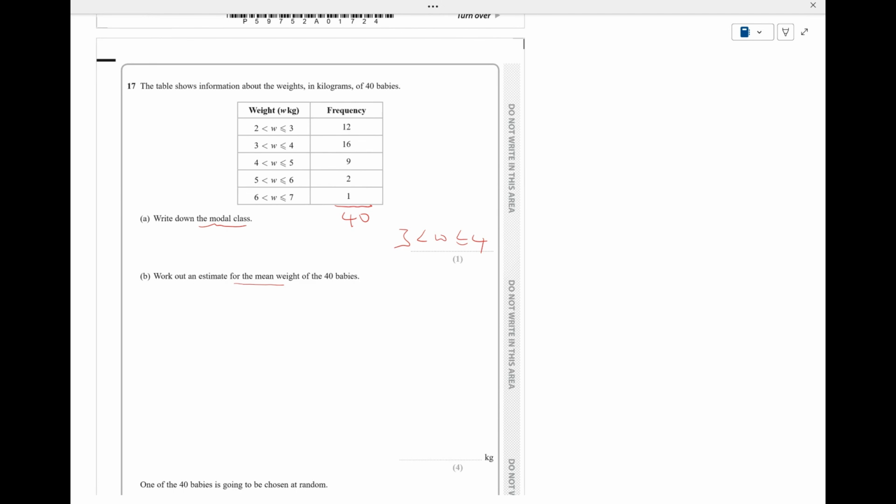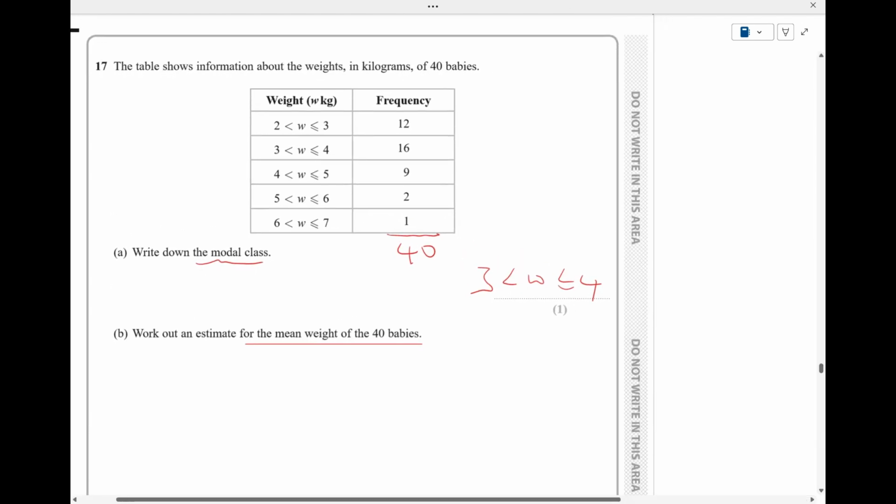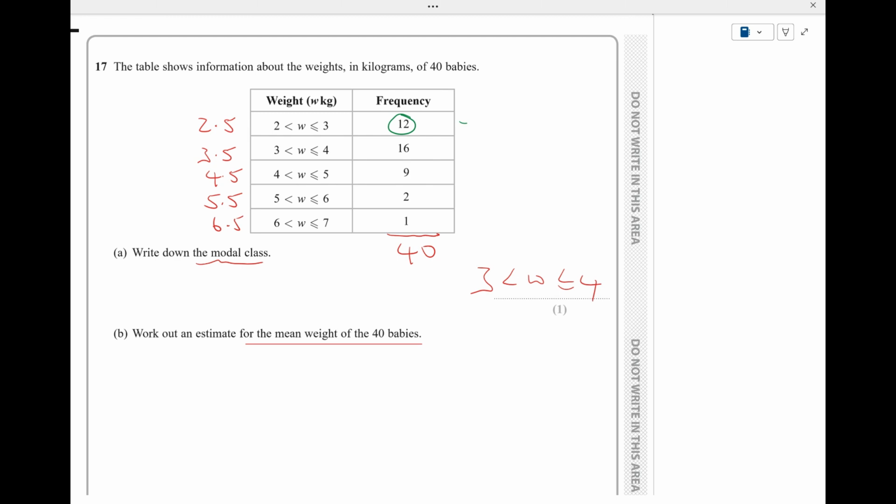Work out an estimate for the mean weight of the babies. Now, I've got 12 babies who weigh between 2 and 3. So I'm going to find the midpoint, 2.5, and I'm going to assume that those 12 babies weigh 2.5. In the same way, I'm going to assume that the 16 babies weigh 3.5, 9 babies weigh 4.5, 2 babies weigh 5.5, 1 baby weighs 6.5. Find the midpoints. Now, 12 babies each weigh 2.5, so I'm going to do 12 times 2.5 to find that total.